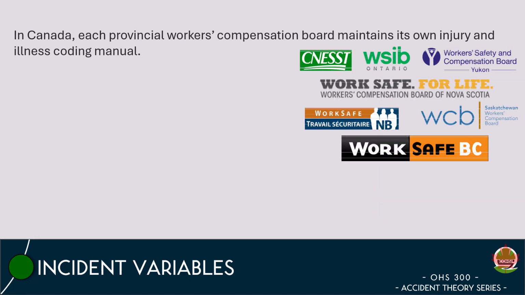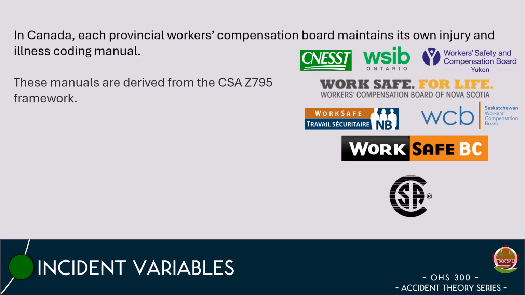For example, in Canada, each provincial workers' compensation board maintains its own injury and illness coding manual that is derived from the CSA Z795 framework. While the CSA Z795 standard itself has been withdrawn, its structure and logic continue to shape how work-related injuries and diseases are recorded and classified across the country.